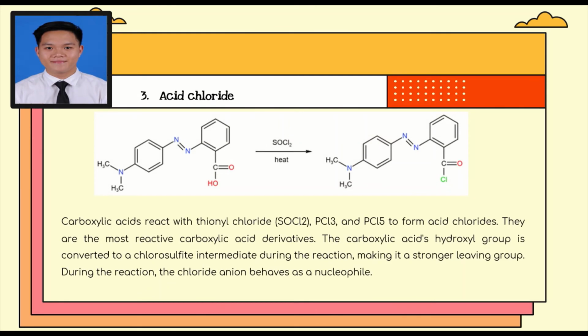The third reaction will be the acid chloride reaction. In this reaction, the carboxylic acid group will react with thionyl chloride, which is SOCl2, to form acid chlorides. However, it can also react with PCl3 and PCl5. They are the most reactive carboxylic acid derivatives. The carboxylic acid's hydroxyl group is converted to a chlorosulfite intermediate during the reaction, making it a stronger leaving group.